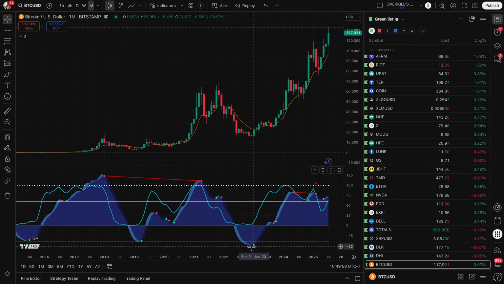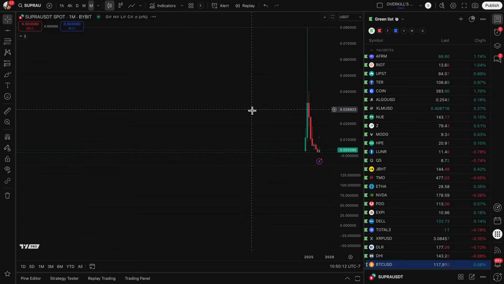Okay, typically down here is the better place to be adding, but we could identify that, right, and we could see that, hey, red dot, okay, the trade's off, boom. Now we're waiting until it bottoms, okay? So Supra is your next one there.